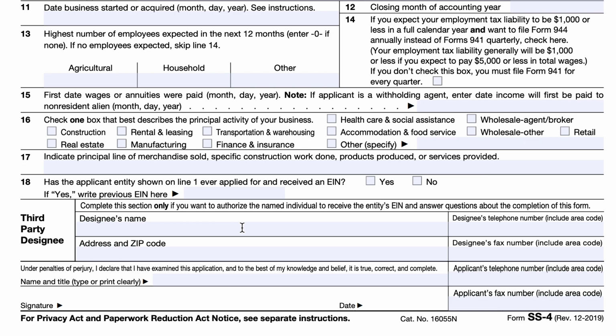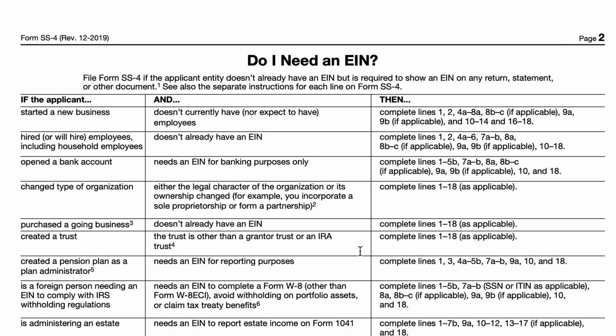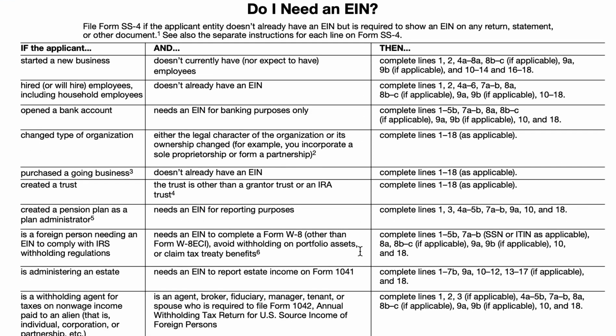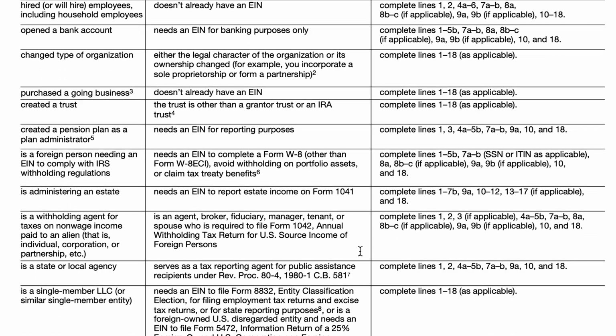Please note that these signatures are sworn under penalties of perjury and that you are declaring that, to the best of your knowledge and belief, the information you are submitting is true, correct, and complete. On the back of this form, you do not need to complete it, but it does walk you through whether or not you need an employer identification number, depending on your situation, and which lines you should complete in Form SS-4.